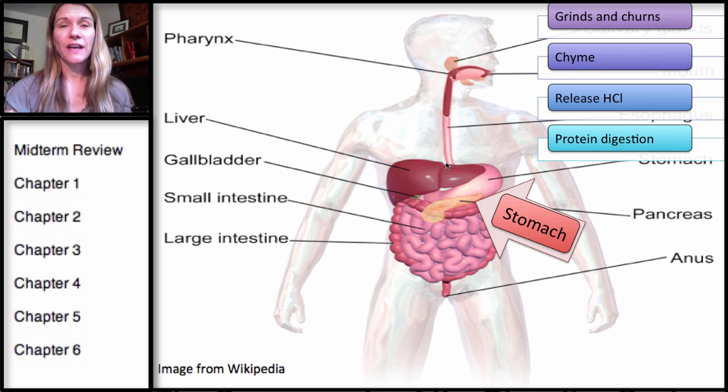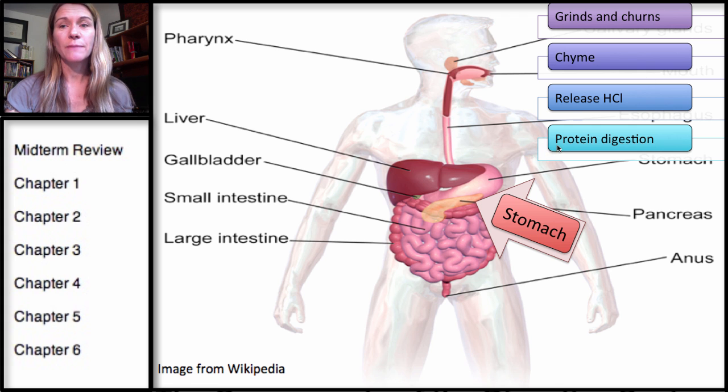Now, as the food goes down the esophagus into the stomach, this is where the stomach grinds and churns. It turns the contents of the stomach into a chyme. It's almost like a paste-like substance. The cells of the stomach release hydrochloric acid. This is going to drop the pH, so it's very acidic. And the reason this happens is mainly to digest protein.